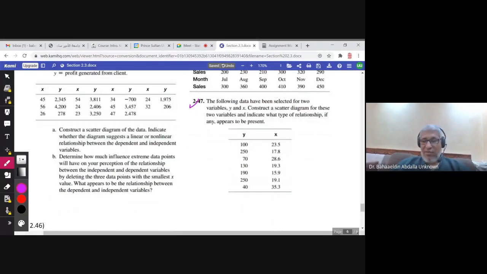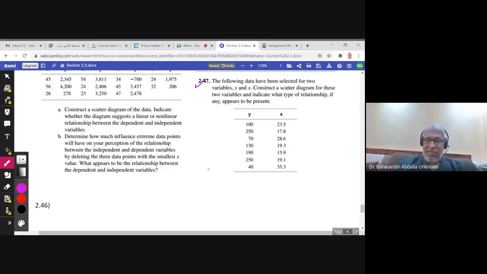In 247, construct a scatter diagram. The dependent variable is y as usual. X is the independent variable as usual. Check whether there is a relationship or not. So you put x on the x-axis, y on the y-axis, and you plot the points, and you do not connect the line. You see whether there is a relationship or not between these two variables.